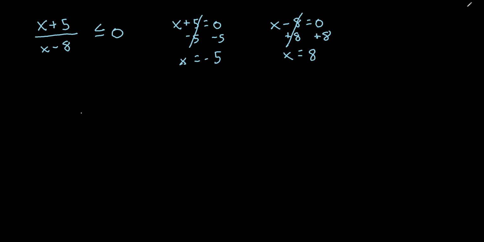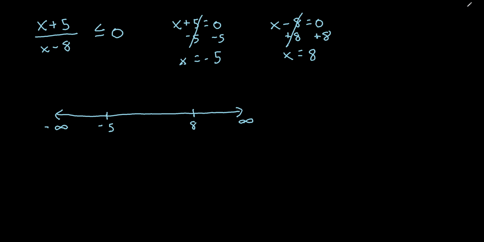So now what we can do is draw a number line. Let's say this side is extending towards positive infinity, and this side is extending towards negative infinity. And we can write negative 5. And our other point of interest is x is equal to 8, so 8.